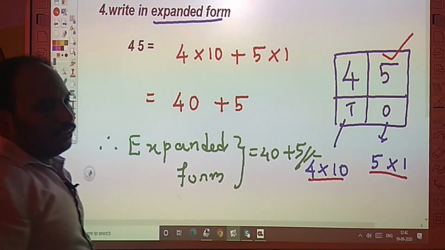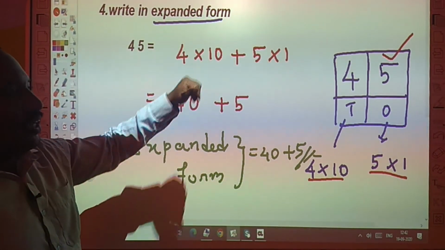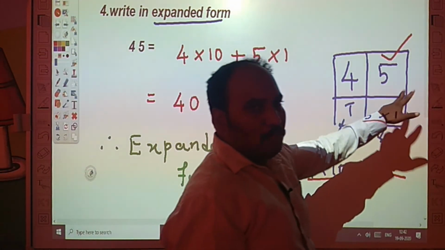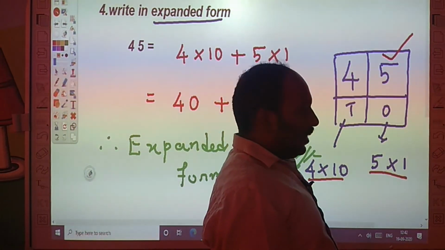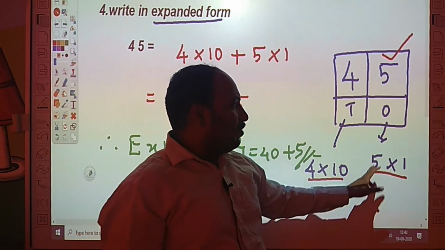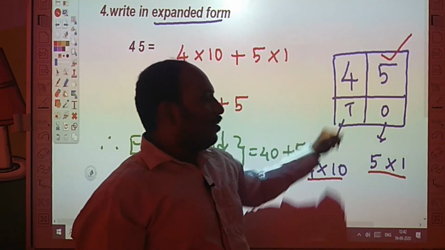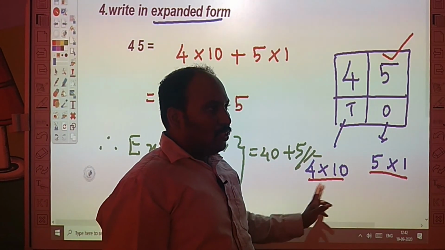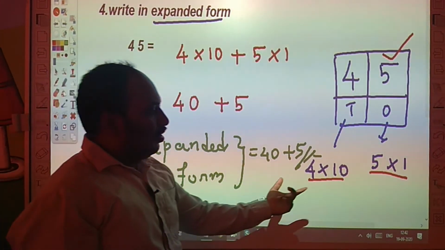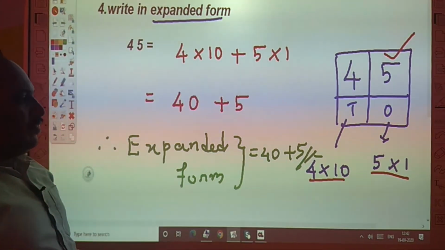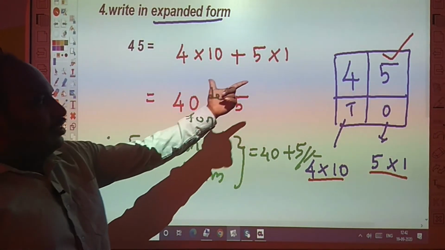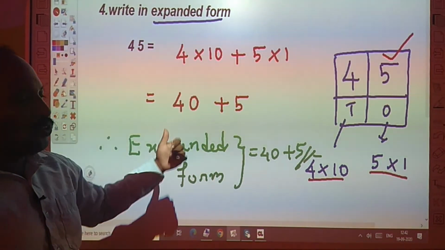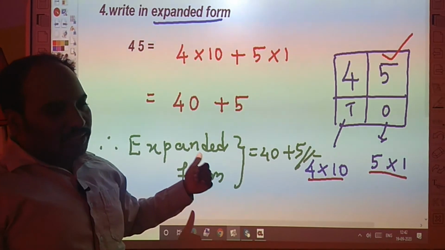Listen here. Write in expanded form. Given the number 45, we take the place value: ones and tens. The 5 ones, write 5 into 1. Then 4 tens, 4 into 10, plus 5 into 1. 4 into 10 is equal to 40, 5 into 1 is equal to 5.